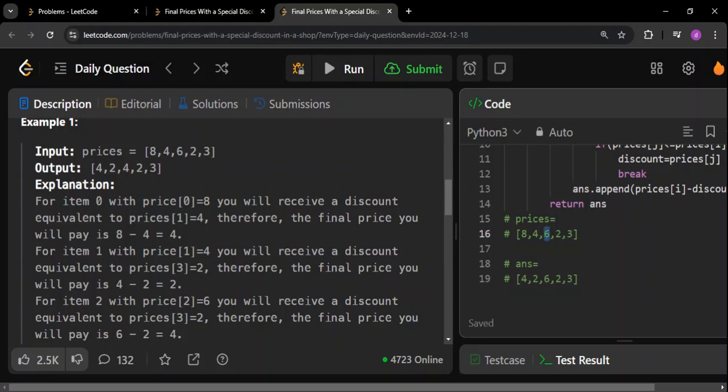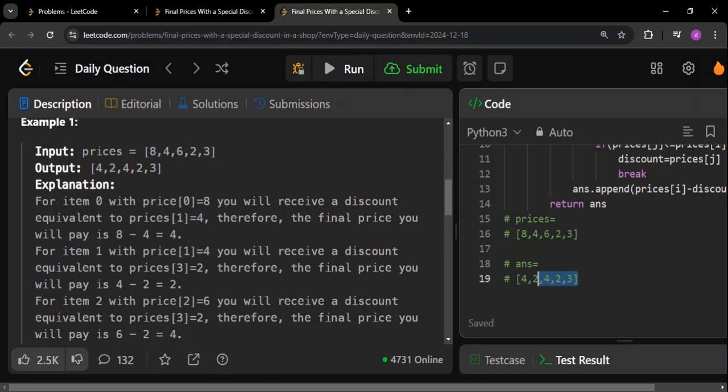Then we are at 6. So what is the next number after 6? It is 2. First of all, 2 is less than 6, right? So 2 is going to be the discount for the price 6. What do you have to do? 6 minus 2, which is 4. Okay, fine. Now we're at 2. What is the number after 2? 3. 3 is the only number after 2. Okay, so 3 is not less than 2, so no discount will be given for this, so it will be written as it is. And always for the last number there will not be any discount, so it will be written as it is.